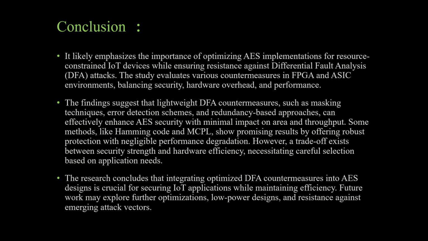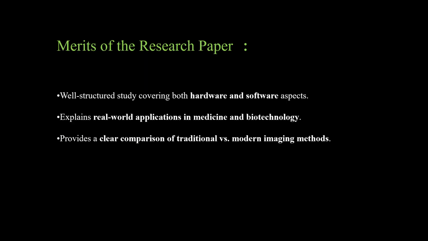Some methods like Hamming codes and MCPL show promising results by offering robust protection with negligible performance degradation. However, a trade-off exists between security strength and hardware efficiency, necessitating careful selection based on application needs. The research includes that integrating optimized DFA countermeasures into AES designs is crucial for securing IoT applications while maintaining efficiency. Future work may explore further optimizations, low power designs, and resistance against emerging attack vectors.